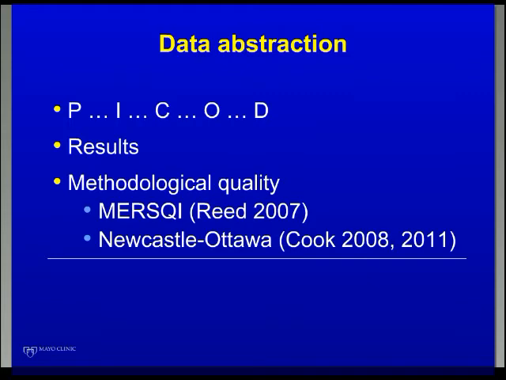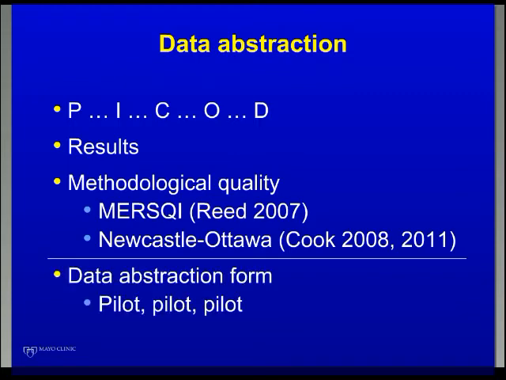You want to abstract the results. Which intervention was better, the intervention or the comparison? How much better or how much worse or how much the same were they? What was the p-value? What was the difference between the two groups? Those are the results you want to abstract. And then the methodological quality, usually helpful to get an instrument that's recognized as you go through that to make sure that you're complete. The Mirsky and the Newcastle Ottawa scale are two that I've used and I think work fairly well for this.